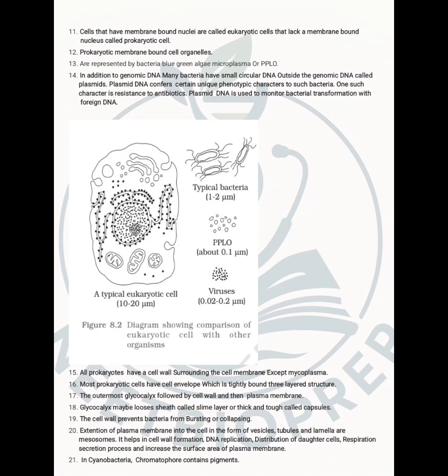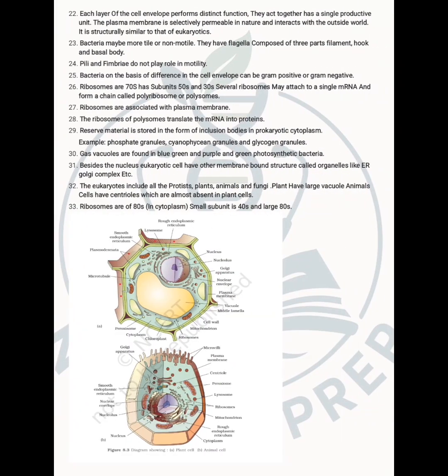Extensions of the plasma membrane into the cell in the form of vesicles, tubules and lamellae are known as mesosomes. Mesosomes also help in cell wall formation, DNA replication, distribution to daughter cells, respiration and secretion, and increase the surface area of the plasma membrane. In cyanobacteria, chromatophores contain the pigments. Each layer of the cell envelope performs a distinct function. They act together as a single protective unit.